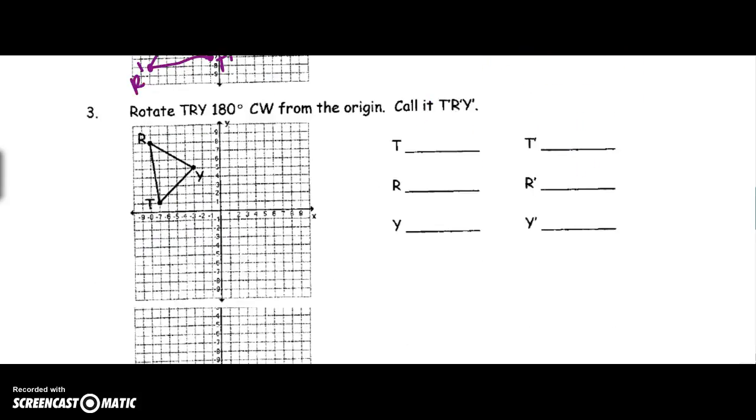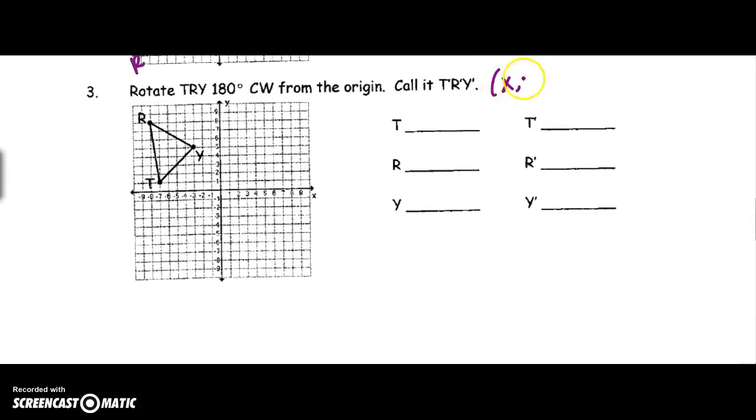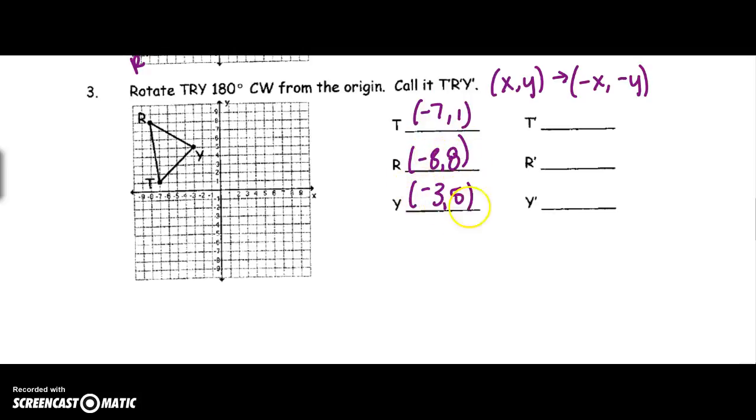The last one is going to be rotated 180 degrees clockwise, so that translation is where x and y stay the same, but now they're both opposite. So if it's negative, it's now positive. If it's positive, it's now negative. And again, our ordered pairs are the exact same. So you just change the sign of every ordered pair, and you have your new coordinates. So for T, it's (7, -1), T prime. R is (8, -8). And Y is (3, -5). Connect your points, and it was rotated 180 degrees.